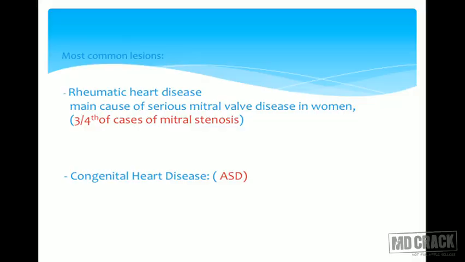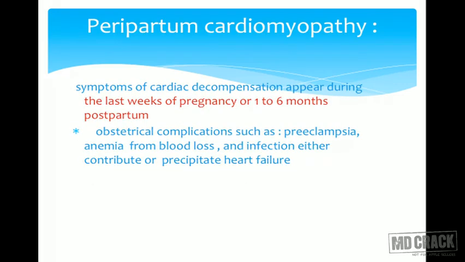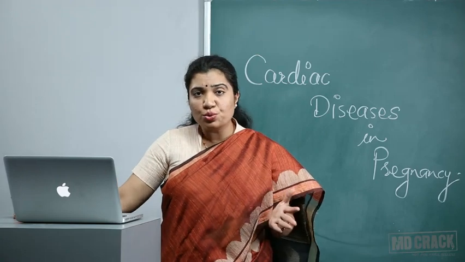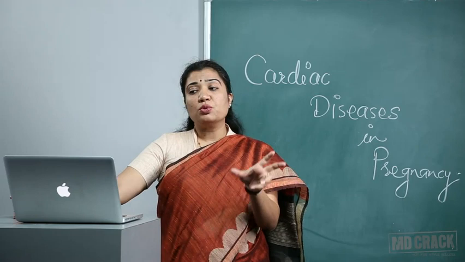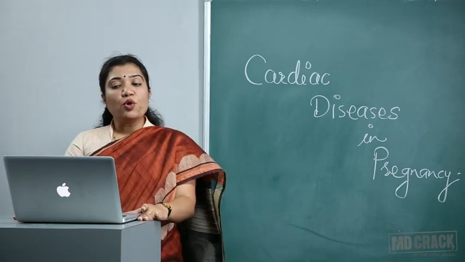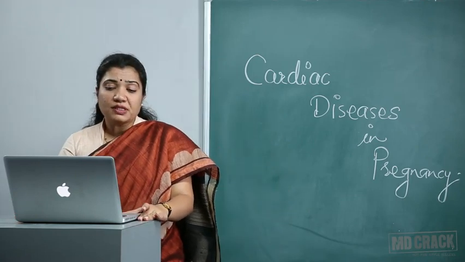The most common congenital heart disease seen is ASD. Peripartum cardiomyopathy is something very dangerous. The diagnosis is usually by exclusion. When we rule out this is not there, this is not there, this is not there, then finally we can conclude that this patient is having cardiomyopathy. The picture is very surprising.